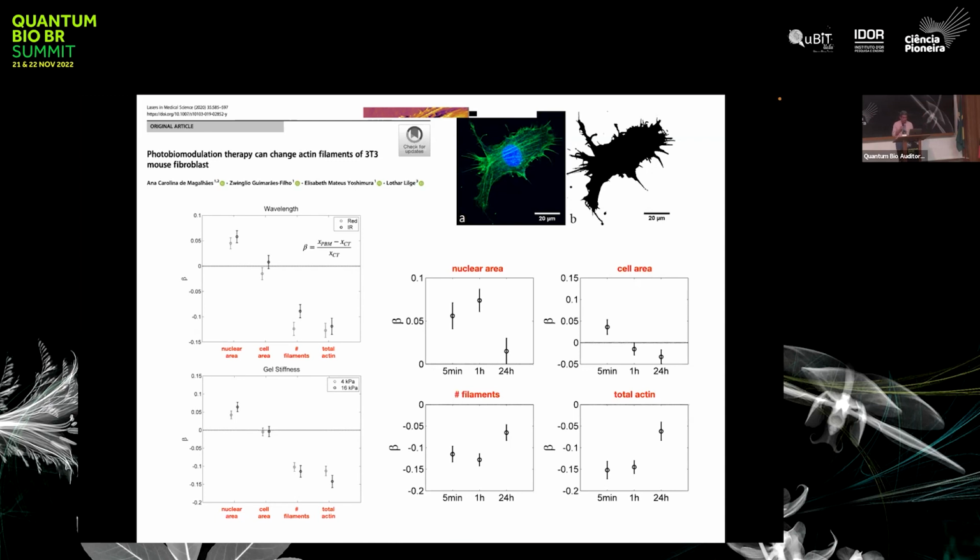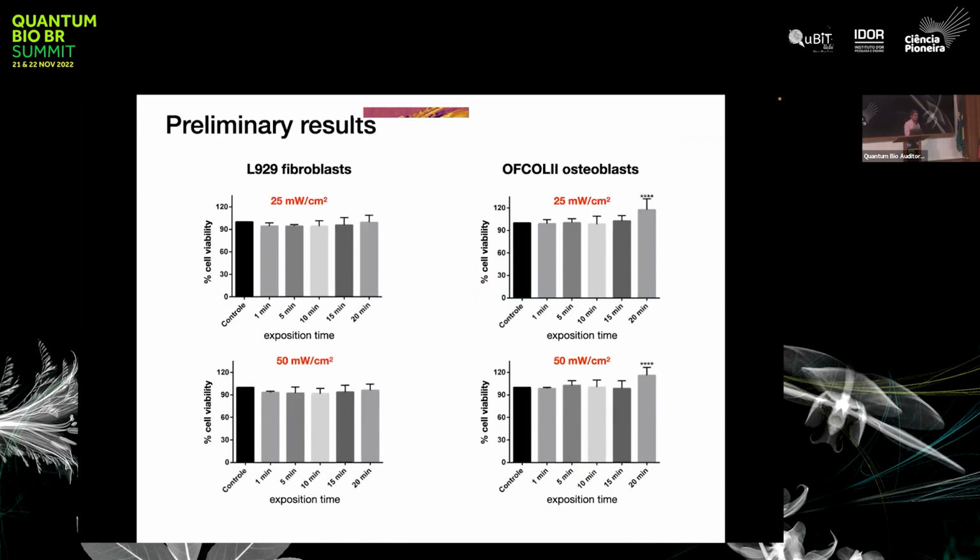And what we started to do is that we took two different cell lines. We took fibroblasts and osteoblasts, and we exposed them to light, to the Bright Photomedicine equipment, and we observed that the fibroblasts just don't care about the light at all. However, the osteoblasts respond very, very convincingly. Here we only analyzed the cell viability, with only 50 milliwatts per square centimeter of light for only 20 minutes.